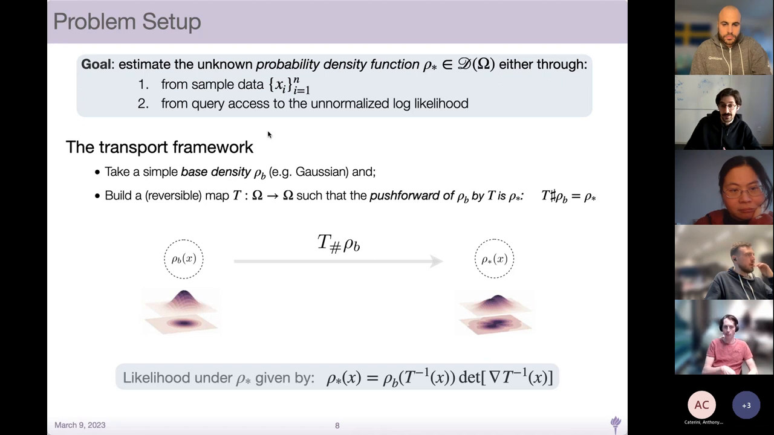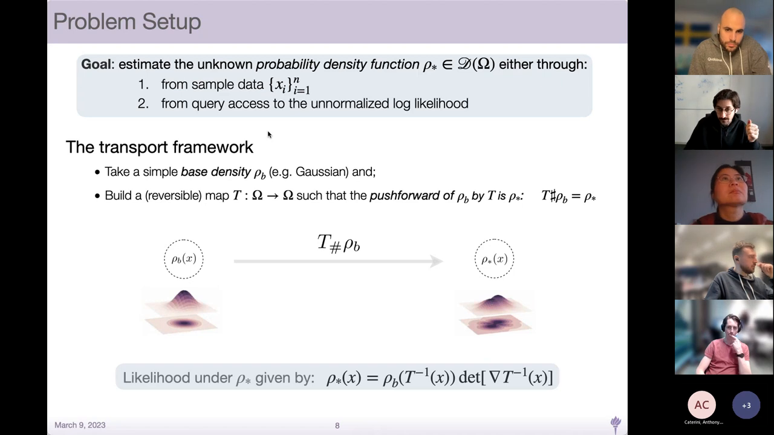So the framework for this transport picture is the following. I'm going to say I have a very simple base density, like a Gaussian, that I call rho b. And my goal is going to be to build a reversible map, T, such that the push forward of this base density rho b by this map T gives me a target density rho star. Okay. The goal is going to be to infer what T is.